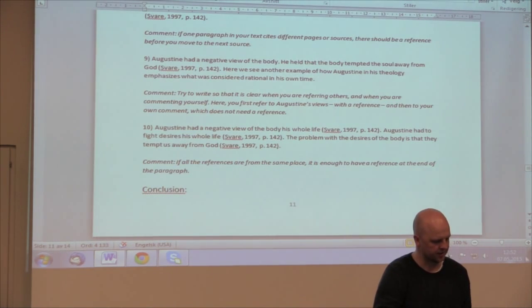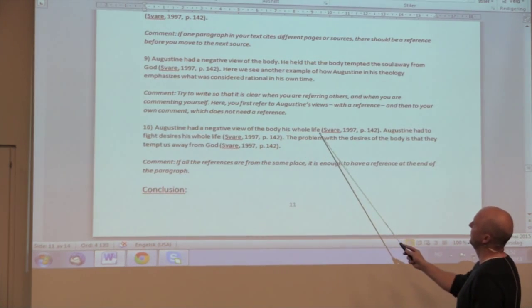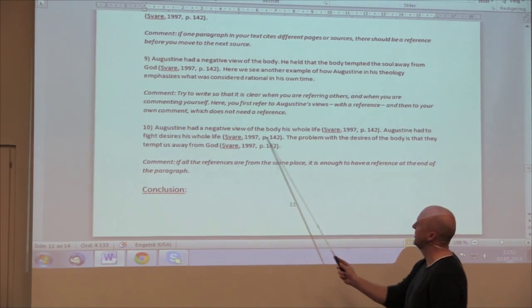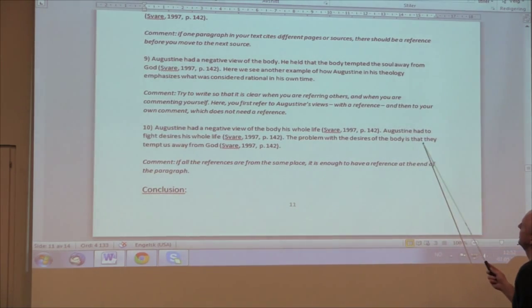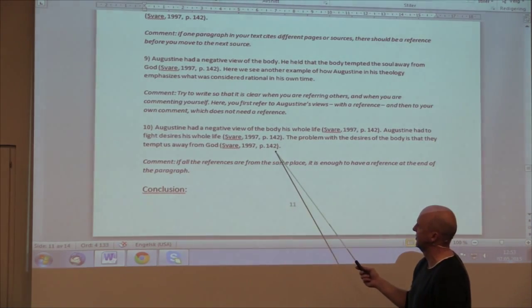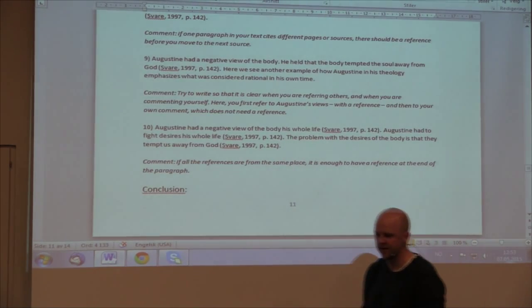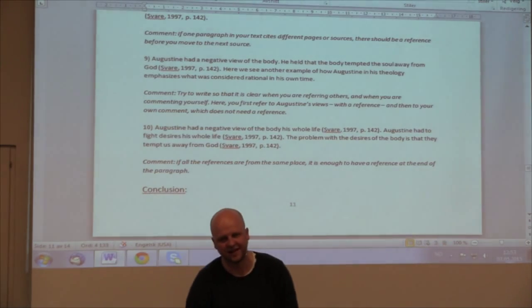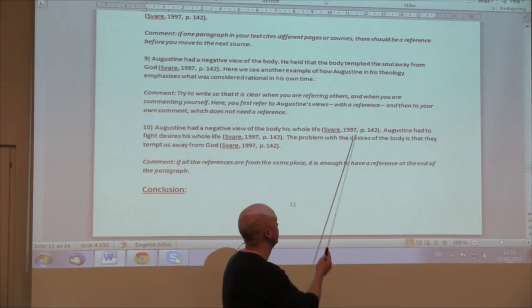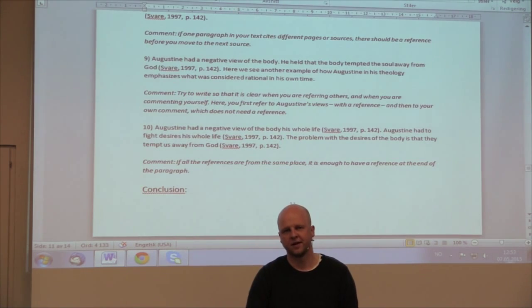And then finally, example number 10. Augustine had a negative view of the body his whole life, reference to page 142. He had to fight desires his whole life, reference page 142. The problem with the desires of the body is that they tempt us away from God, page 142. If it's the same reference every time, you don't have to put one after each sentence, then it'll be enough with one reference at the end of the paragraph. So this is too much, even for me, who likes to have a lot of quotes and references.